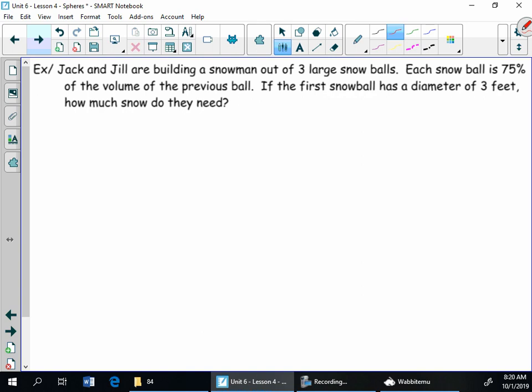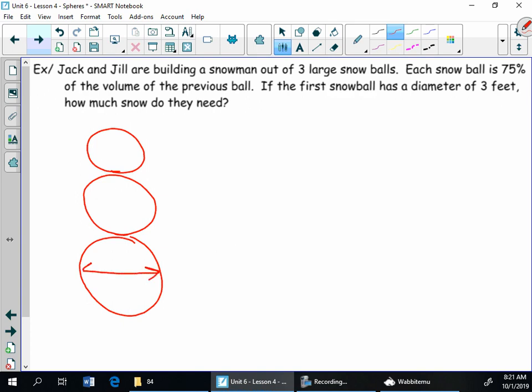Just in time for winter here. Jack and Joe are building a snowman of 3 large snowballs. Each ball is 75% of the volume of the previous ball. If the first snowball has a diameter of 3 feet, how much snow do they need? So what's their situation? We've got a snowball, and then a smaller snowball, and then a smaller snowball. They gave us information about the first one. They told us it has a diameter of 3 feet. So I can find the volume of ball number 1.